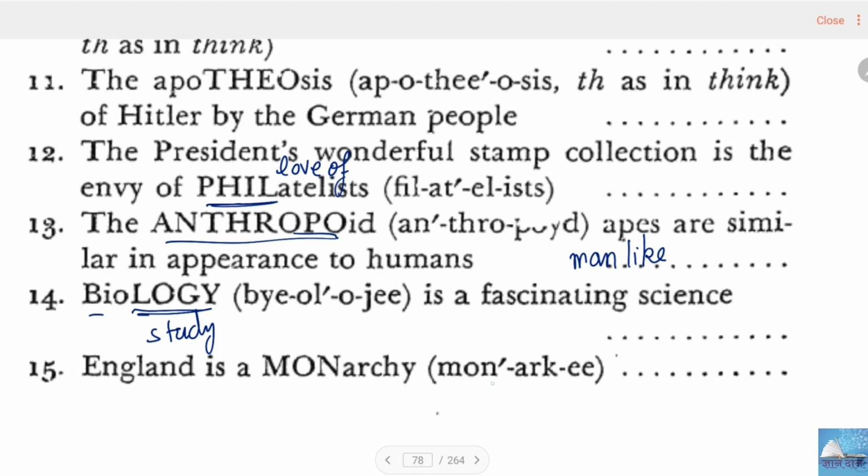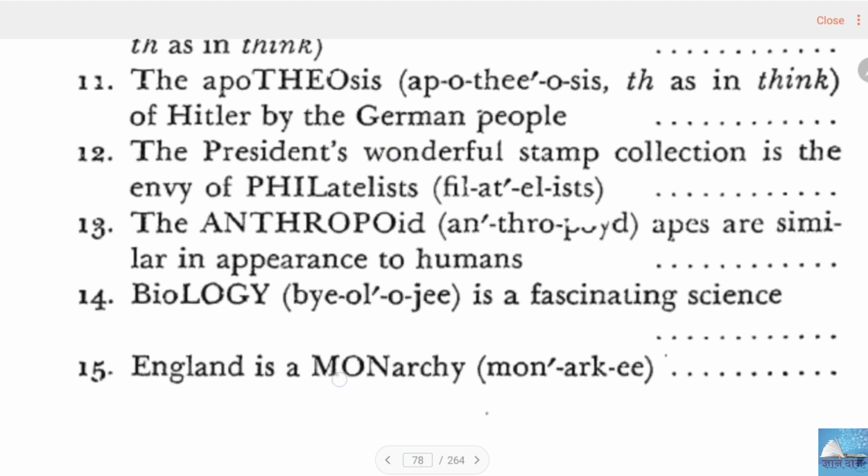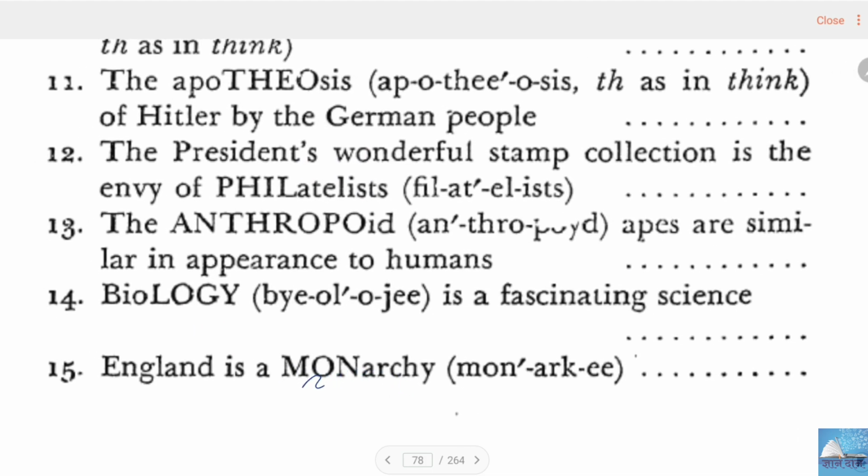England is a monarchy. Monarchy. We have mon here, which means one. So monarchy is a country where one person rules.